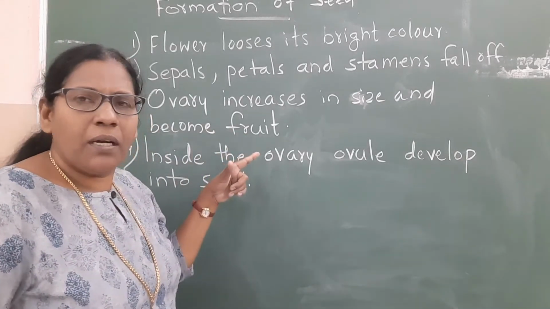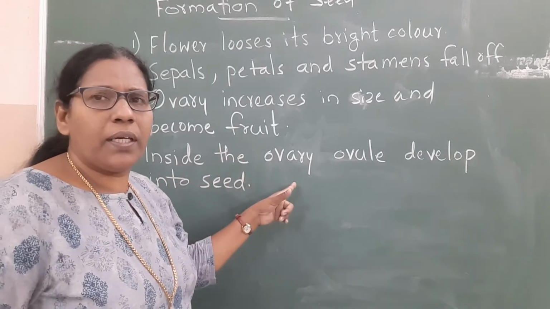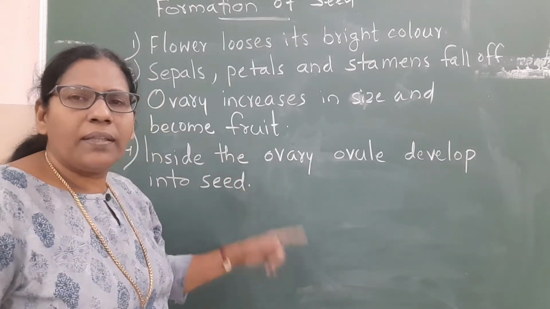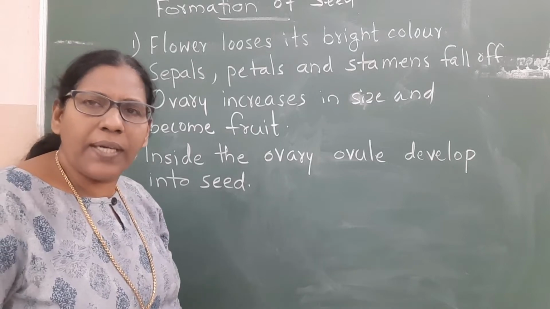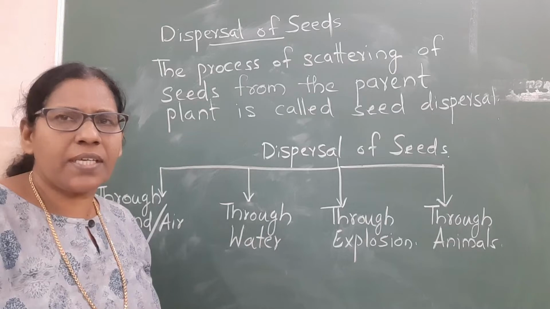The ovary wall becomes the fruit wall. And then inside the ovary there is the ovule. That ovule develops into a seed. Now we'll see dispersal of seeds.